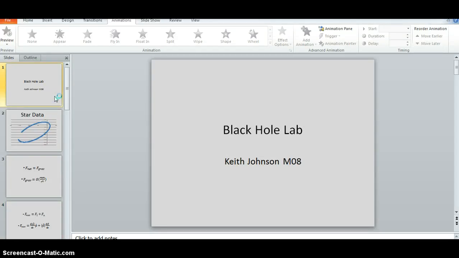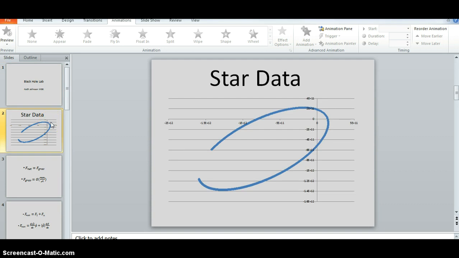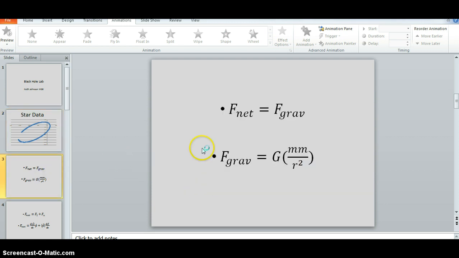I'm from Lab M08. In this lab, we were given position data for a star orbiting a black hole. My data was in a roughly elliptical orbit. In this system, the only force acting is the force of gravity, which is proportional to the two masses, that of the star and the black hole, and the distance between them at any given moment.